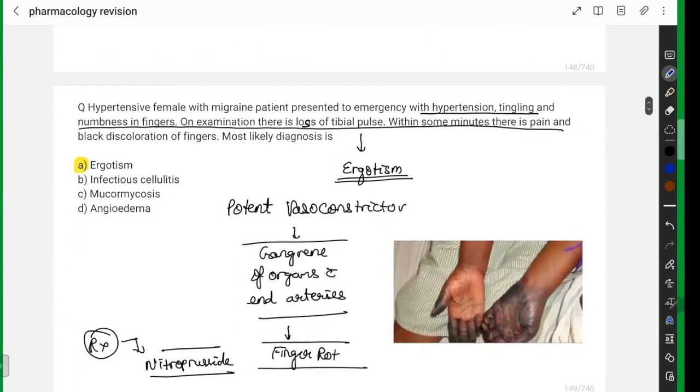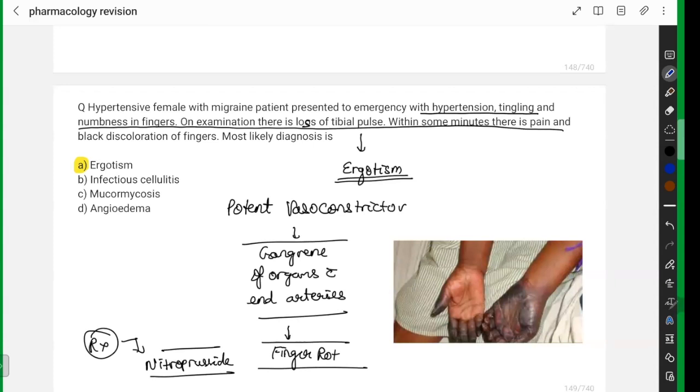Let's see one important question. A hypertensive patient with a migraine comes to the emergency department with hypertension, tingling sensation, and numbness in the finger. On examination, you found that there is a loss of tibial pulsation. What is a loss of tibial pulsation? It means there is no proper supply of blood into the peripheral area. So this gives you a clue that this is ergotism. This condition is called ergotism.